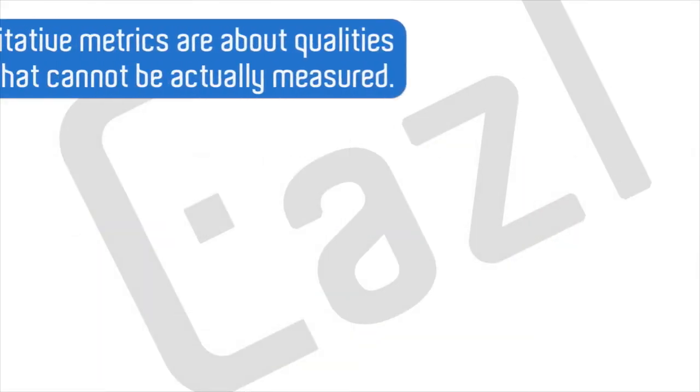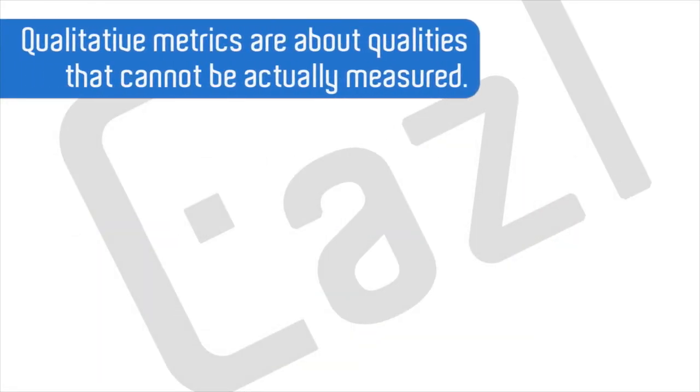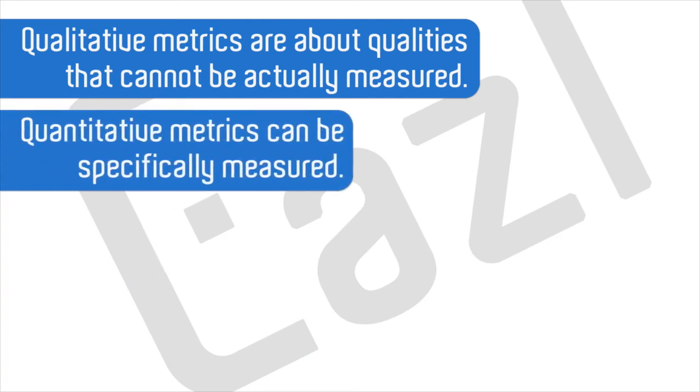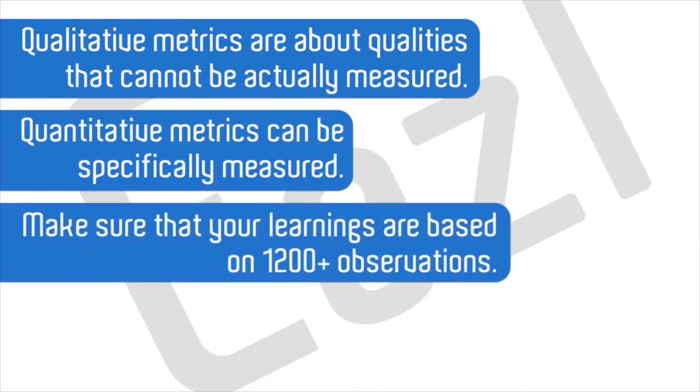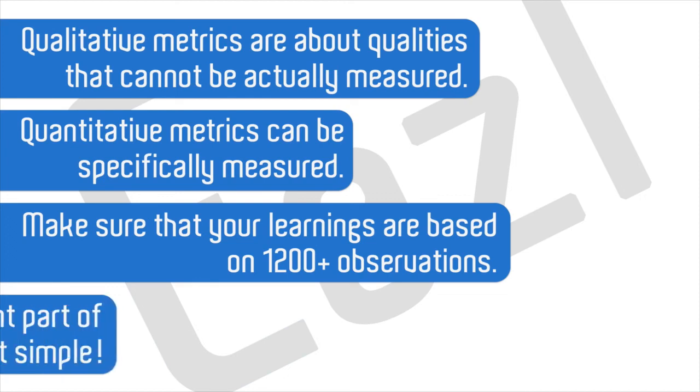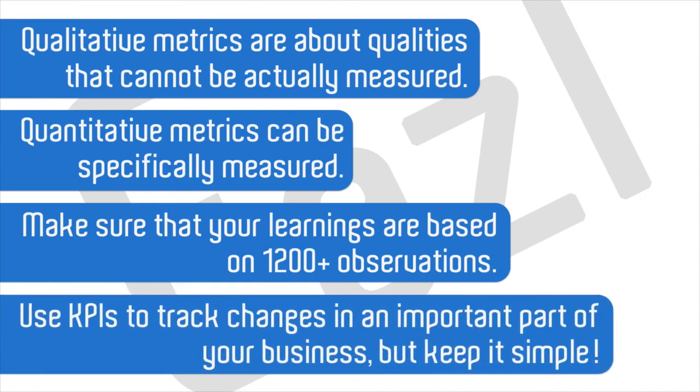All right, cool. So in summary, qualitative metrics are about qualities that can't be actually measured, but you can start to collect this data and then run some stats on it. Quantitative metrics are things that can be specifically measured. You want to make sure that your learnings are based on roughly 1,200 plus observations. Otherwise, you can make smart guesses based on less data, but you can't be totally sure that what you're seeing is a fact. Finally, you want to use KPIs to track changes in important parts of your business, but keep it simple. If you try to do too much, oftentimes your system will break down.